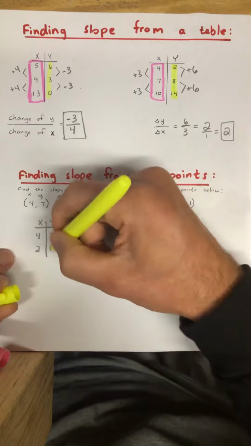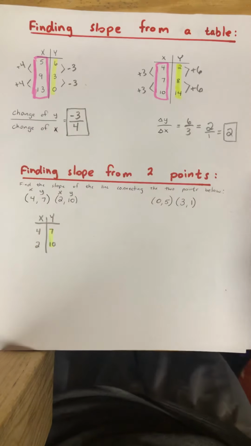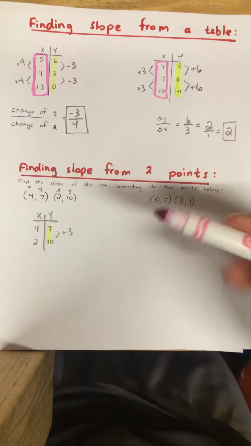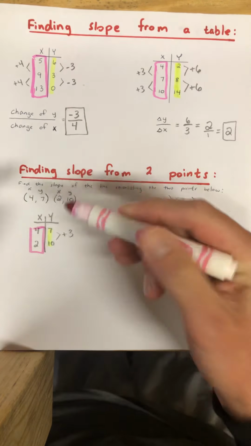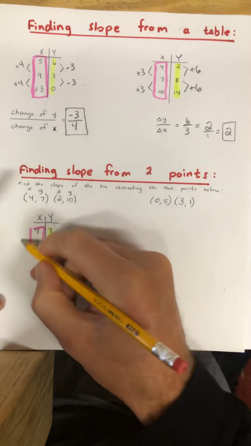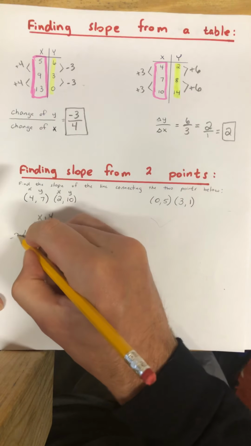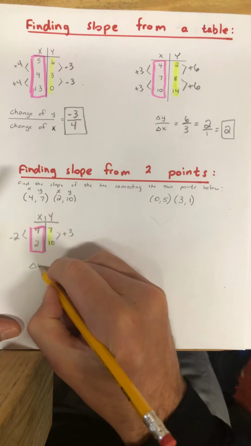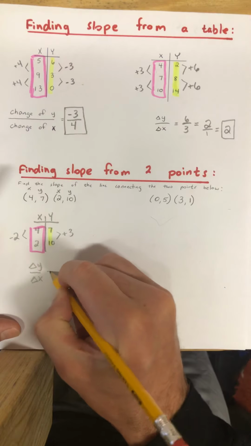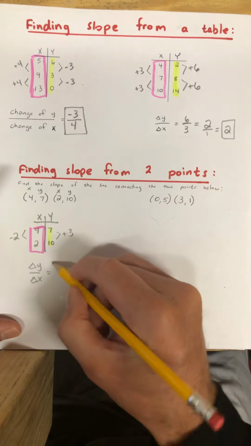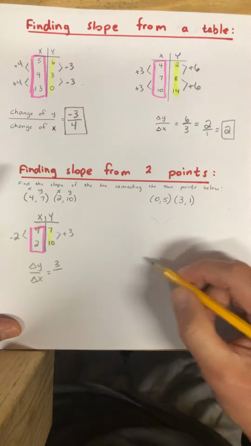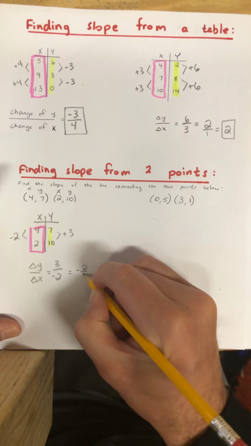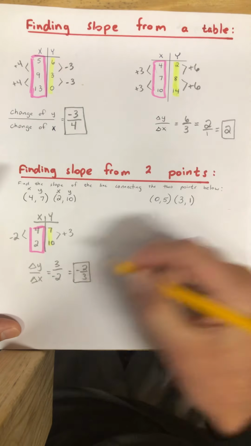Look at our y values first. 7 to 10, you're increasing by 3. On the x side, 4 and 2, you are decreasing, or going down by 2, -2. Remember, it is change of y divided by change of x. Change of y is positive 3. The change of x is negative 2. So negative 2/3 is our slope.